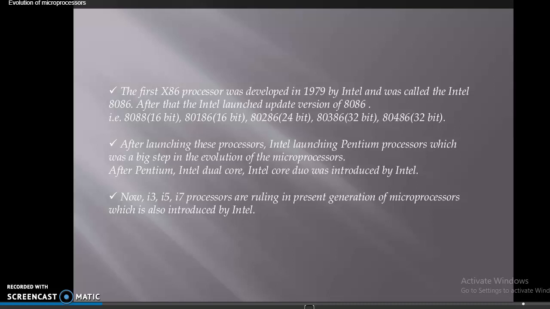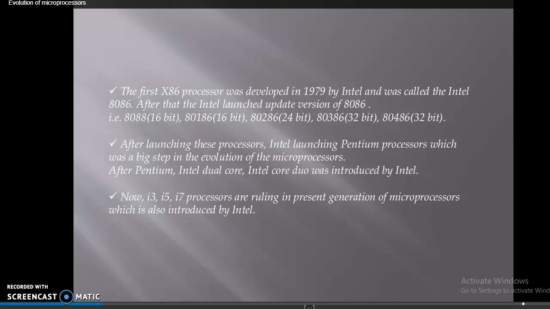So the 16-bit is slower than 24-bit, 24-bit is slower than 32-bit, and 32-bit is slower than 64-bit. So now in the fifth generation we are using 64-bit microprocessors too. After launching this processor, Intel launched the Pentium processor, which was a big step in the evolution of the microprocessor. After Pentium, Intel Core Duo was introduced by Intel Corporation.